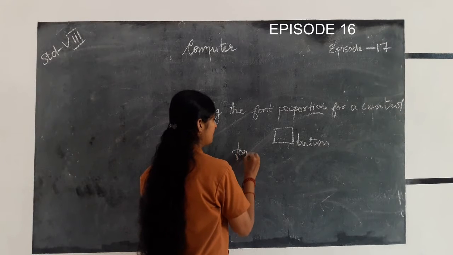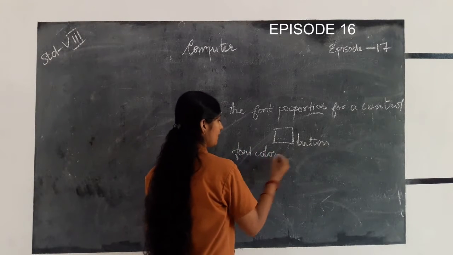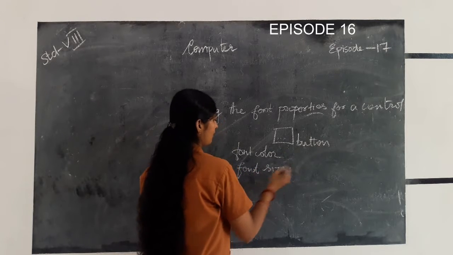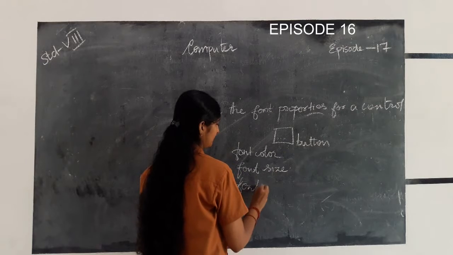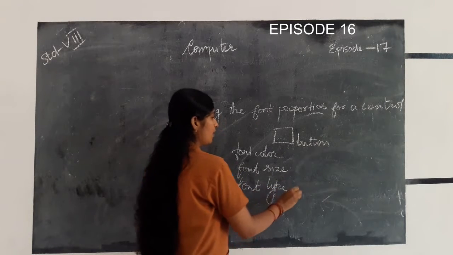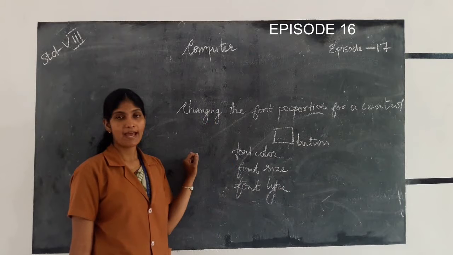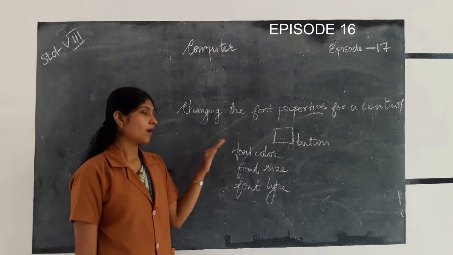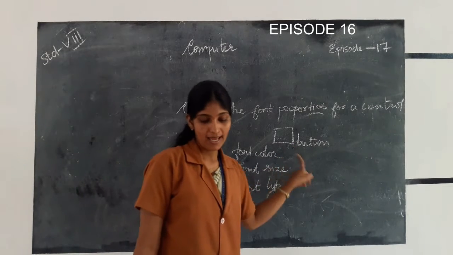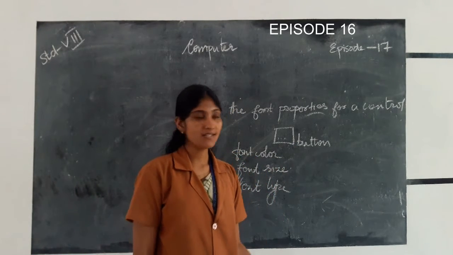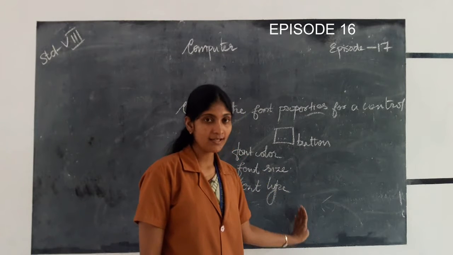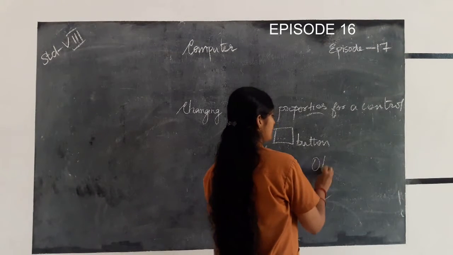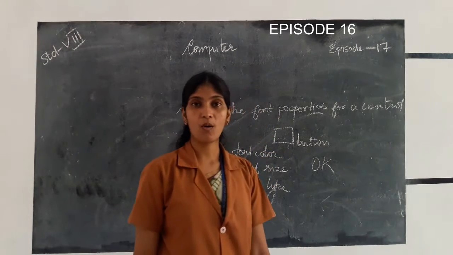So font color, font size, font type. You can change font color, font size and font type from this button. Then a font dialog box opens, so you can change these things from there. And then click OK, and then click the OK button, so that finally the font is changed.